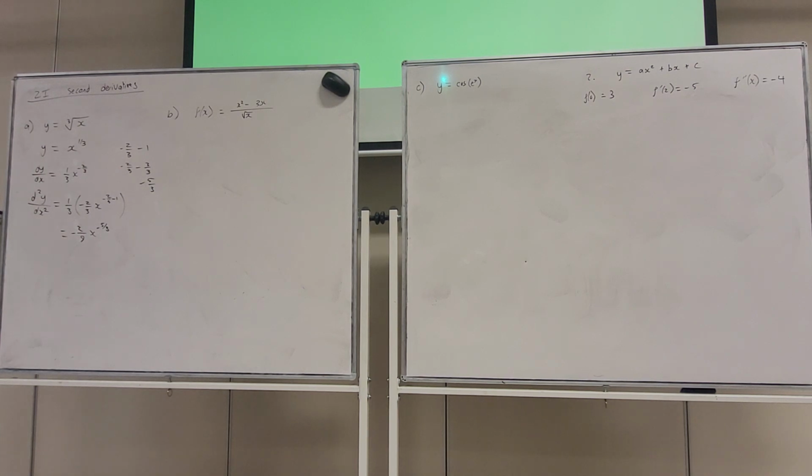So there we are. We've evaluated that one. That's what we call the second derivative. Now notice I'm clear with my notation. We've got y, this is the function. We've got the first derivative, and then we've got the second derivative. So make sure you're clear with your notation.